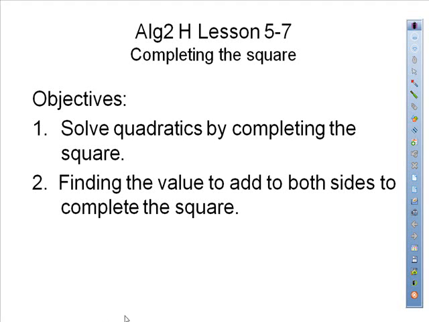Algebra 2 Honors, Lesson 5-7, Completing the Square. Here are the lesson's objectives.